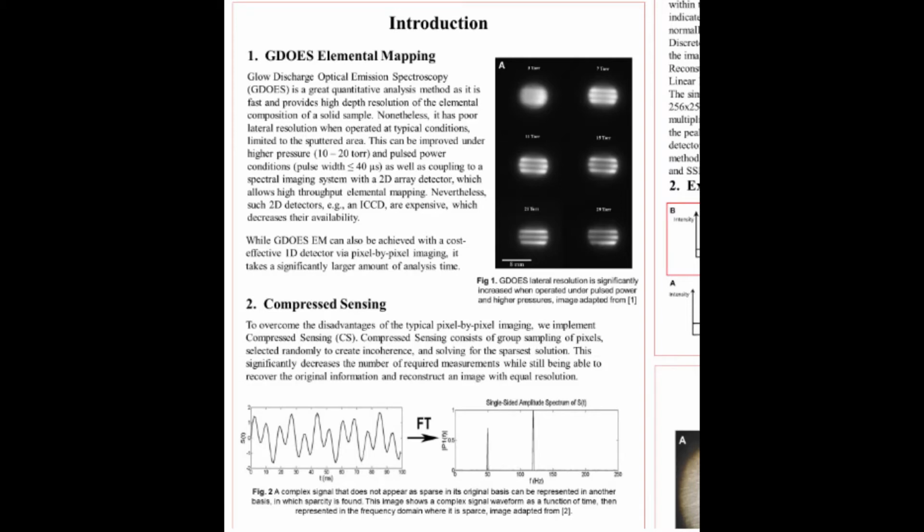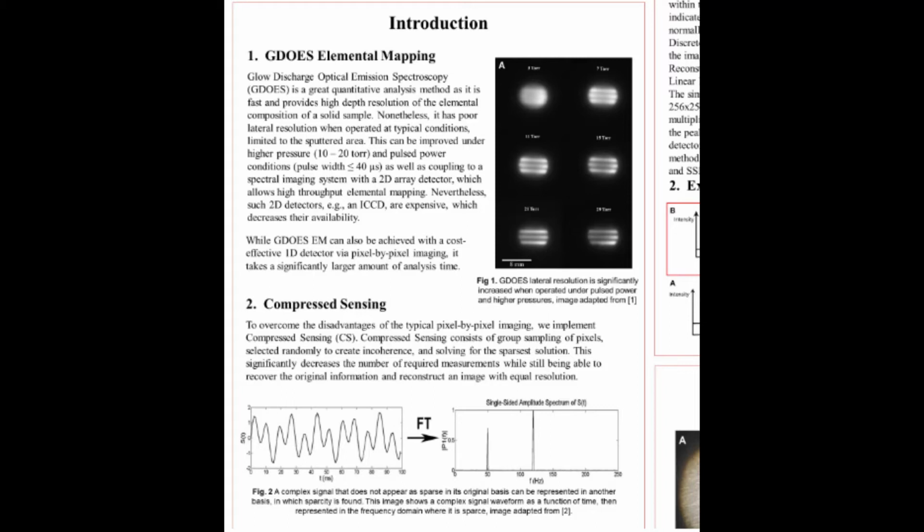However, 2D detectors have a decreased availability due to their expensiveness. GDOES EM can also be achieved with a 1D detector via pixel-by-pixel imaging, but this requires a significantly larger amount of time. So this is where compressed sensing comes into play.